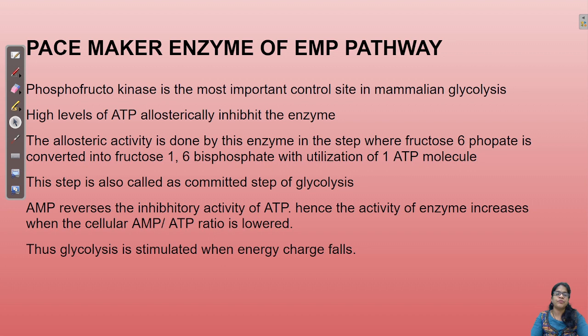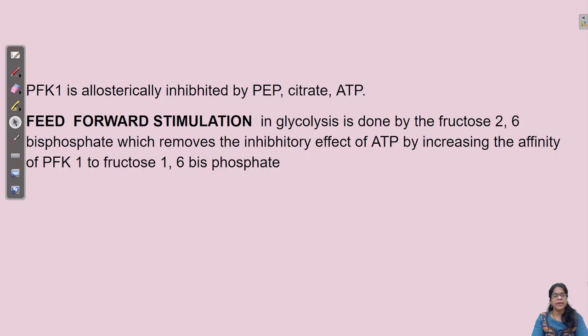inhibit the process. So whenever ATP is lower, AMP would be higher. They are inversely proportional. You know that ATP is inhibiting the process, right? An increase in ATP is stopping the process. AMP would reverse the inhibiting activity of ATP. And I will tell you in the next slide itself the mechanism involving pyruvate, citrate and ATP.